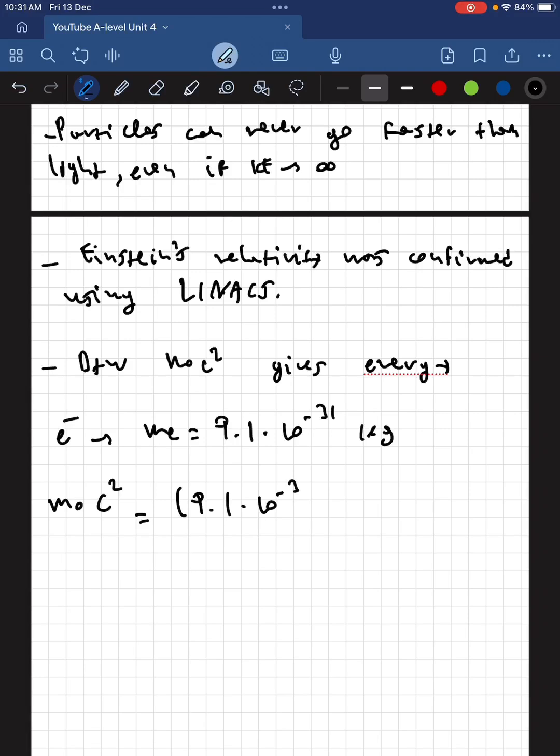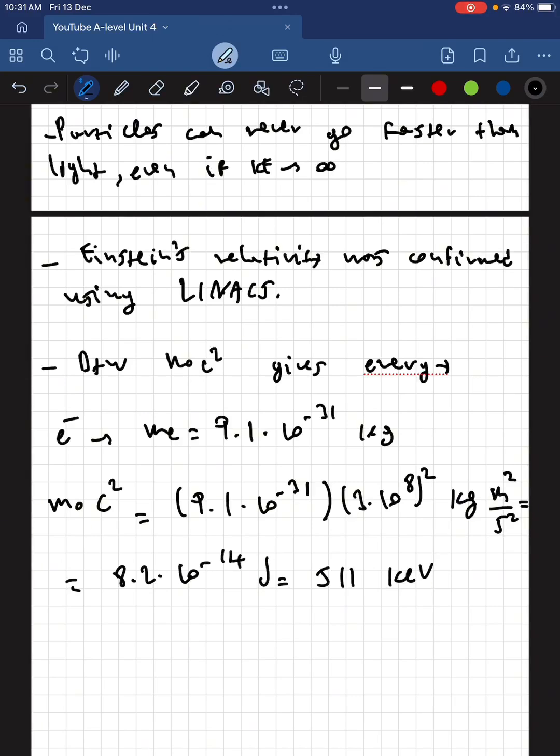So m naught c squared is going to be 9.1 times 10 to the negative 31 kilograms, sorry, it's not squared, it's just kilograms. Times 3 times 10 to the 8 squared, and the units are kilograms times meters squared over second squared, which is joules. We get 8.2 times 10 to the negative 14 joules, which is 511 keV, kilo electron volts, okay?